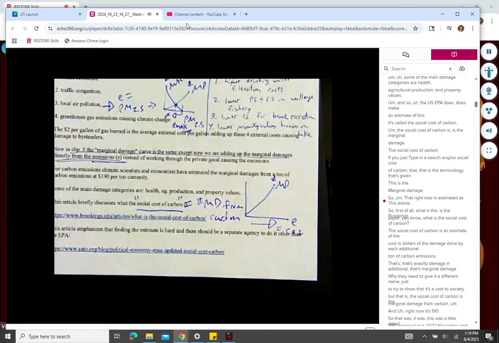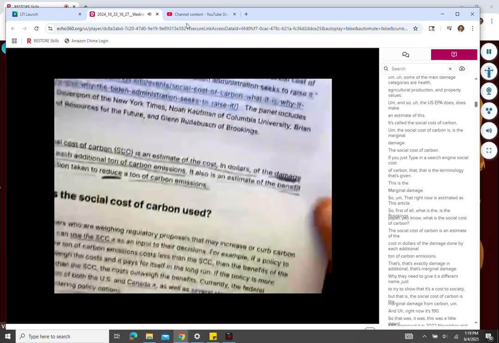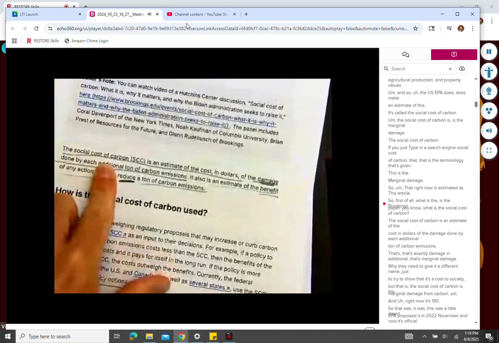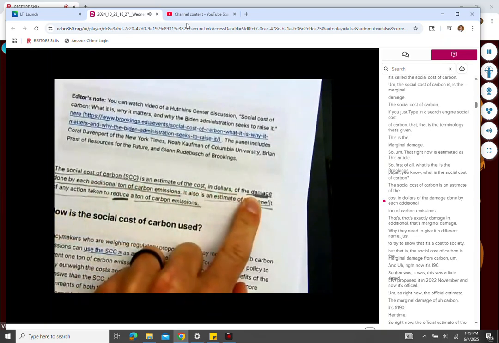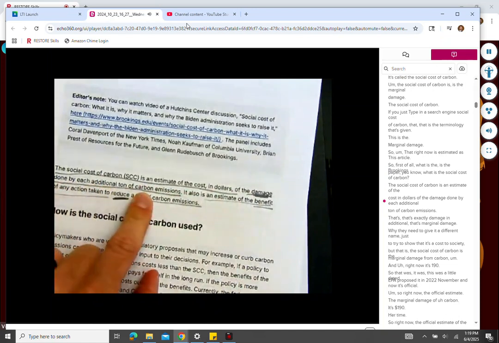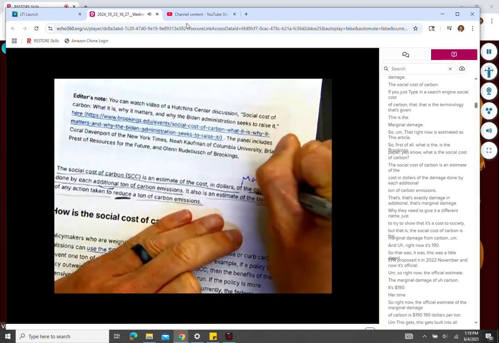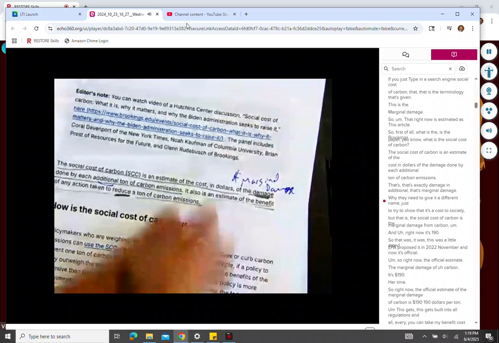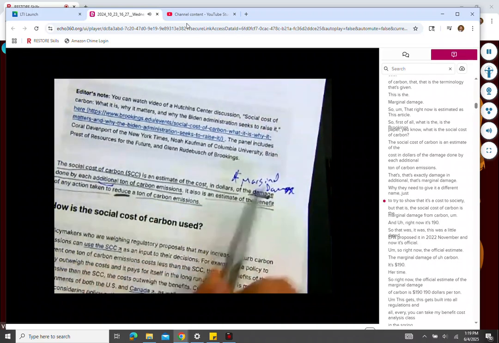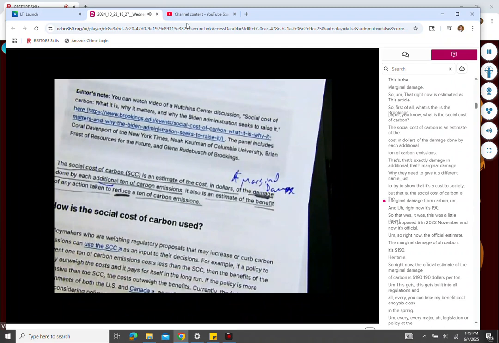Okay. So that right now is estimated as in this article. So first of all, this is a Brookings paper, what is the social cost of carbon? The social cost of carbon is an estimate of the cost in dollars of the damage done by each additional ton of carbon emissions. That's exactly damage in additional, that's marginal damage. Right? Why do they need to give it a different name? It's just to try to show that it's a cost to society. But the social cost of carbon is the marginal damage from carbon.